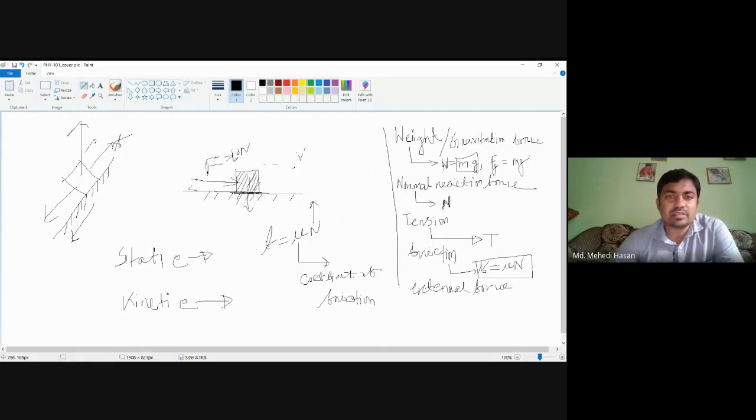And if we increase the force to say 12 Newton or 20 Newton, in that case the object will move at a certain velocity, say 2 meter per second. So in that case there is another friction involved, which is kinetic friction. Okay, is it clear to you?